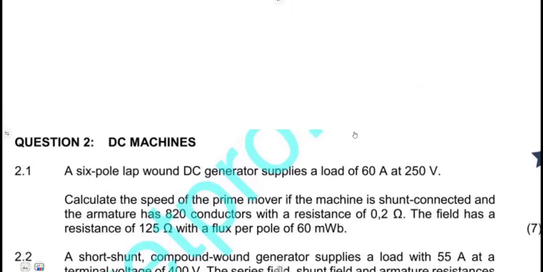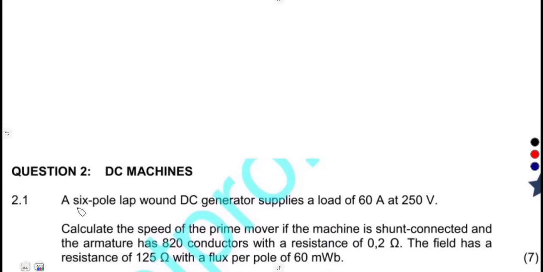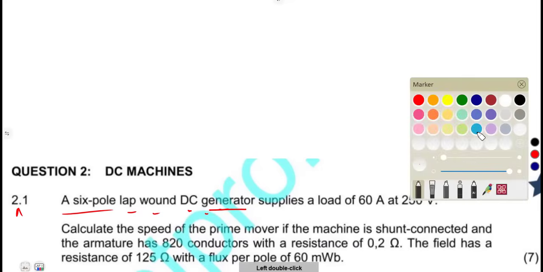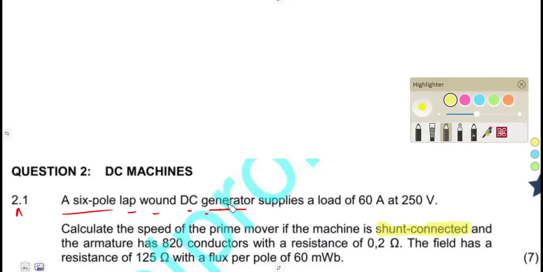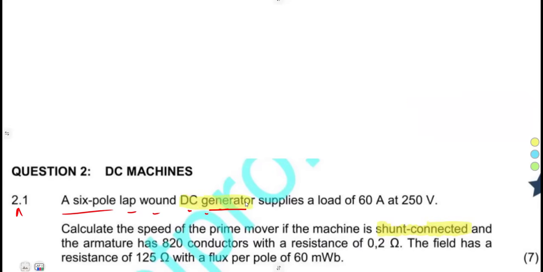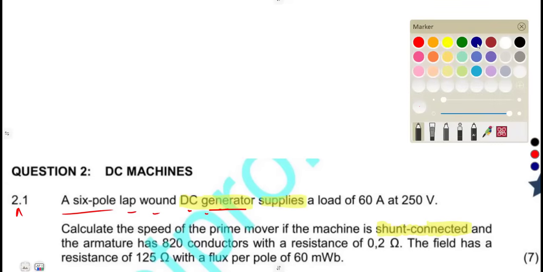And let's see, 2.1, a 6-pole lap wound DC generator supplies this. So it's a DC generator, all right, lap wound. We want the connection of that generator. The connection of the generator is later on described that here it is a shunt connected DC generator. Remember, the generator supplies current. A generator supplies what? Current.